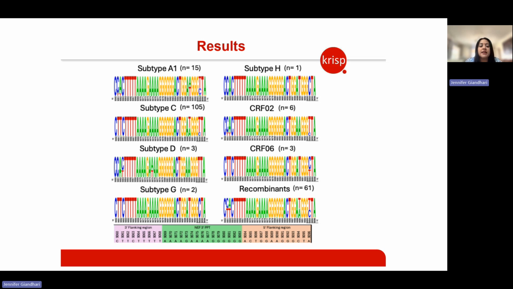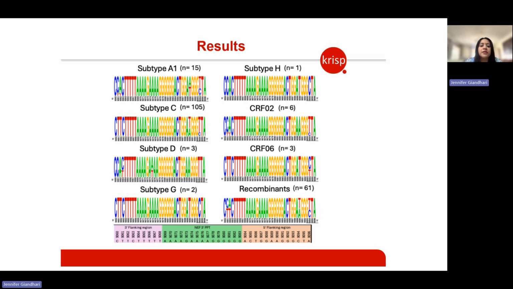These are the nucleotides which are located at the bottom of the slide. So the bottom of the slide is relative to the NEF region, and then you have the flanking regions on either side. The nucleotide positions have been placed under each subtype diagram as well and correspond to the diagram below, which is the region that we studied.